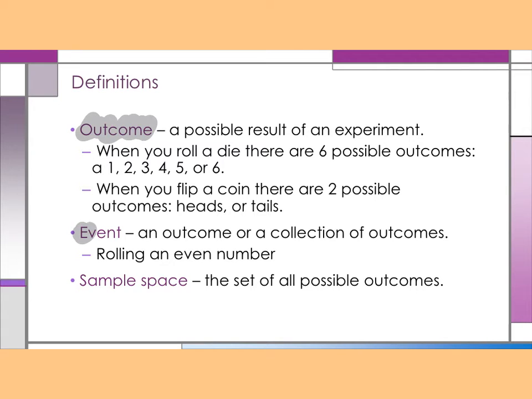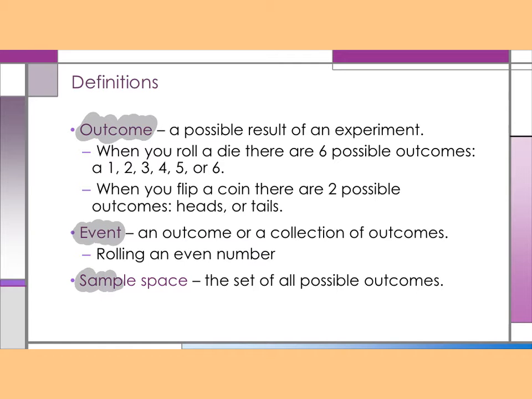An event is an actual activity, so an outcome or a collection of outcomes. So, if I wanted to roll an even number, that's called an event. What am I trying to do? Okay. If I wanted to flip a coin and land on heads, that would be an event.